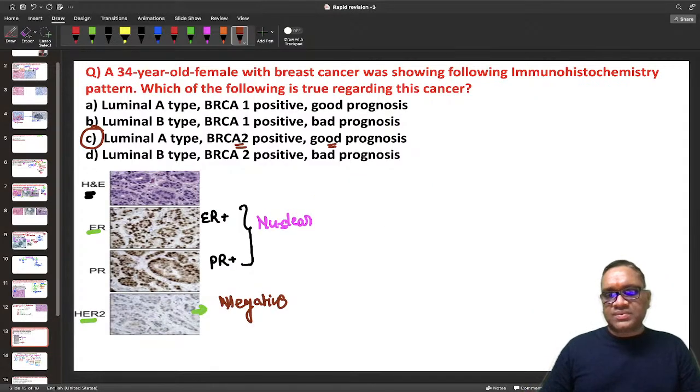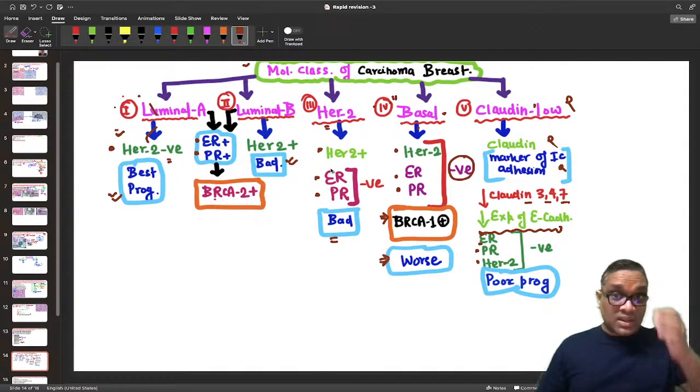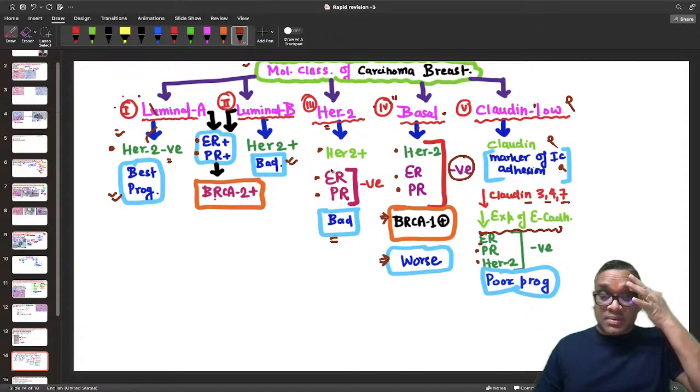So now you can see in this we are seeing ER, PR positive, HER2 negative. So it is a luminal A type of cancer, BRCA2 positive, and they will definitely have good prognosis. So this molecular classification which I had explained to you will definitely be helpful for your exam, which the examiner is going to ask in the upcoming exam, right?